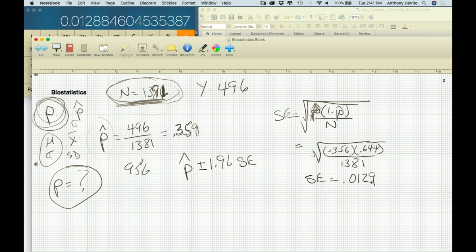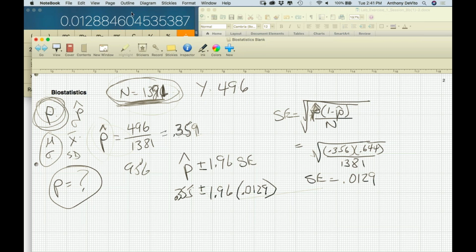0.128, I'm going to call it 0.0129. So now I'm going to use this in my confidence interval equation. My sample proportion was 0.359 plus or minus 1.96 times my standard error, which is 0.0129. Okay, what's my margin of error here?